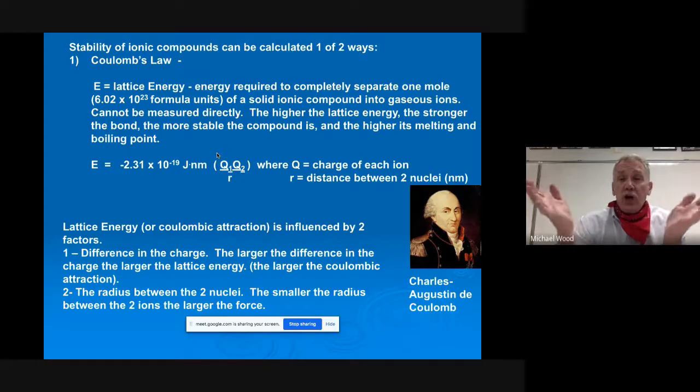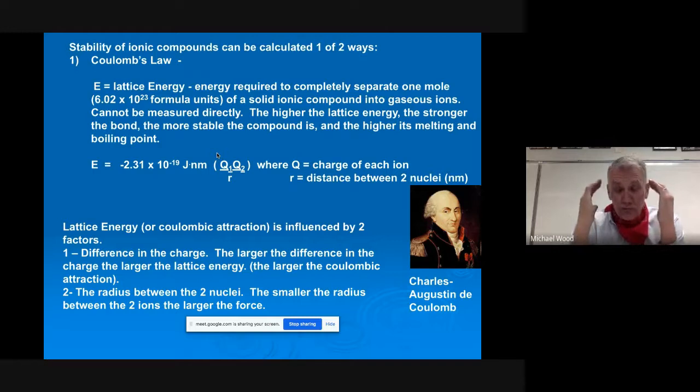So the bigger the charge difference, the stronger the Coulombic attraction, which is going to make the melting point higher. And the second thing is the radius between the two nuclei. The smaller the radius between the two ions, the larger the force. So in other words, when the two get closer together, they're held together stronger.